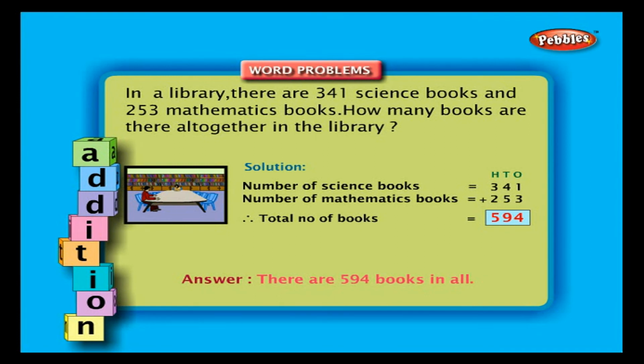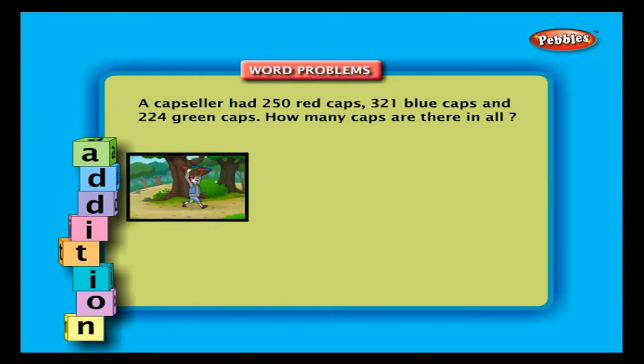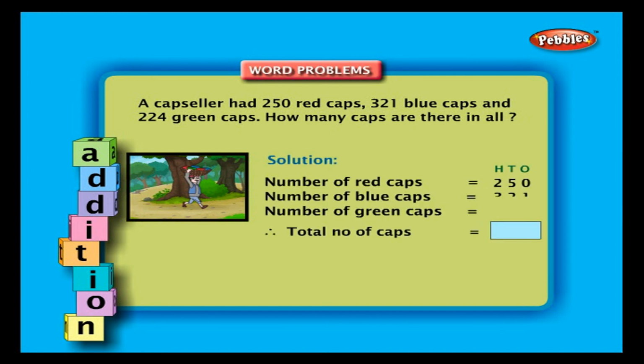Example 2. A cap seller had 250 red caps, 321 blue caps, and 224 green caps. How many caps are there in all? Arrange the numbers in a column. Number of red caps 250. Number of blue caps 321. Number of green caps 224.